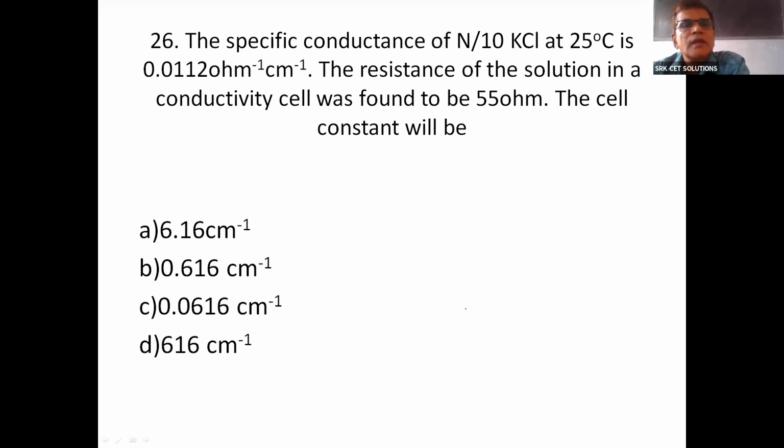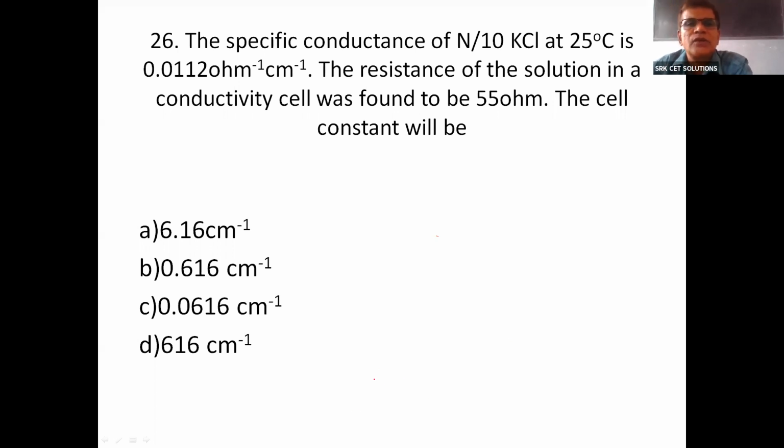Next question. The specific conductance, you can also use another word for this. Specific conductance can be called conductivity. Of N by 10 KCl at 25 degrees C it is 0.0112 per ohm per centimeter. The resistance of the solution in a conductivity cell was found to be 55 ohm. Resistance is 55 ohm. Find the cell constant.